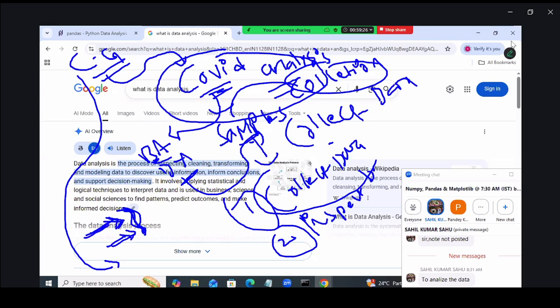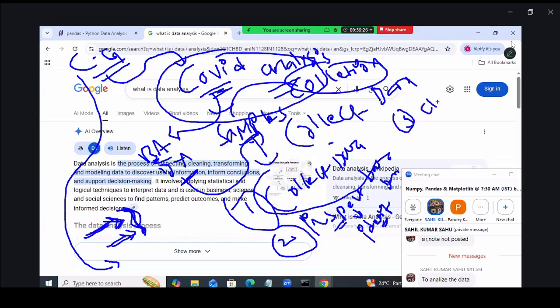He'll try to inspect the data. Inspecting data consists of a lot of things. That is nothing but identifying the data: which data is for what, and generating a relationship among the data. That is nothing but inspecting the data.